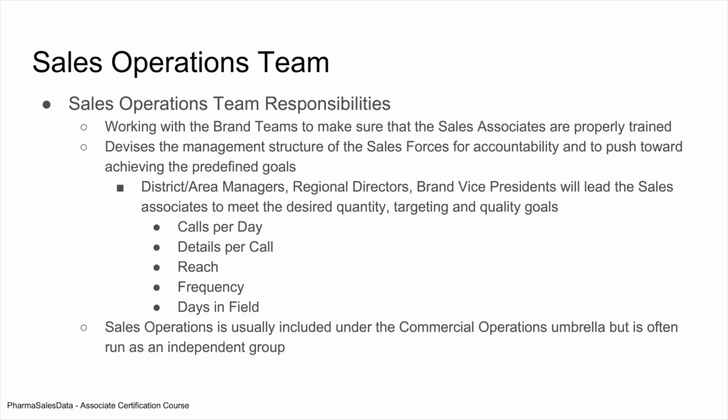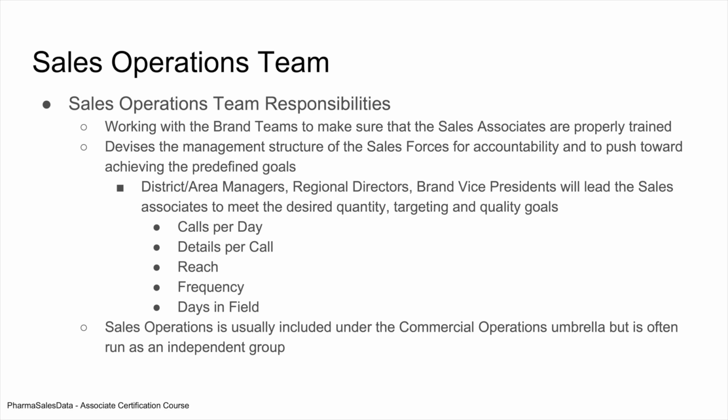Sales operations team. The sales ops team has to work with the brand teams to make sure the sales associates are properly trained. You need to devise the management structure of the sales forces for accountability and to push toward a predefined goal. The breakdown is different from company to company, but you usually have a brand vice president, a vice president within the pharma company. You'll have regional directors report to the VP. You'll have area or district managers report to the regional directors. And then you'll have sales associates report to the DM or area managers.